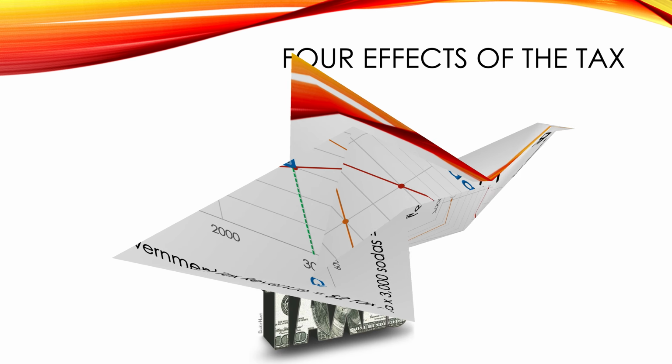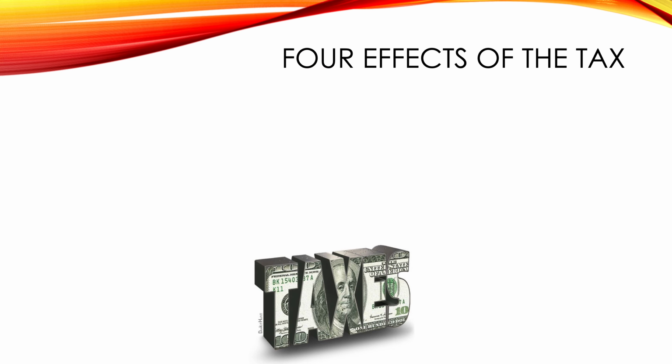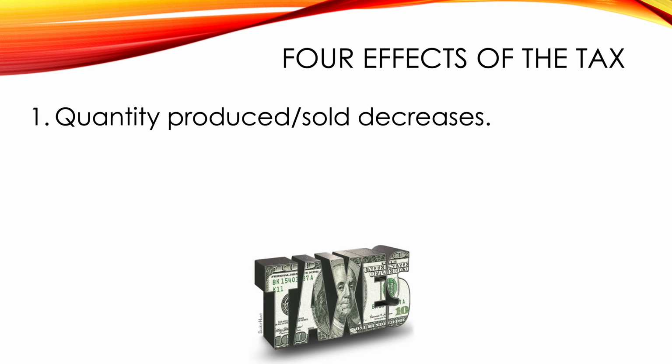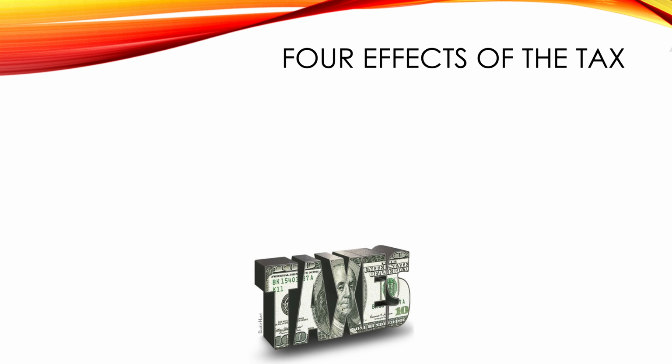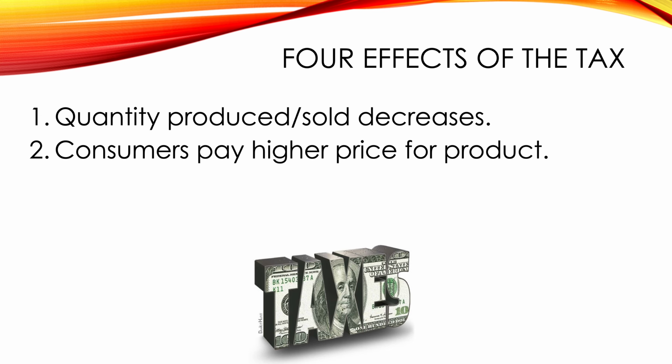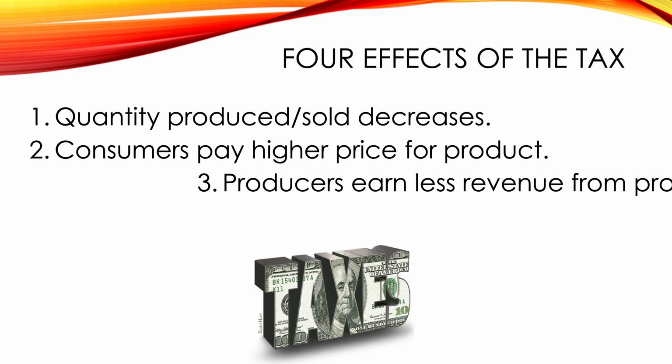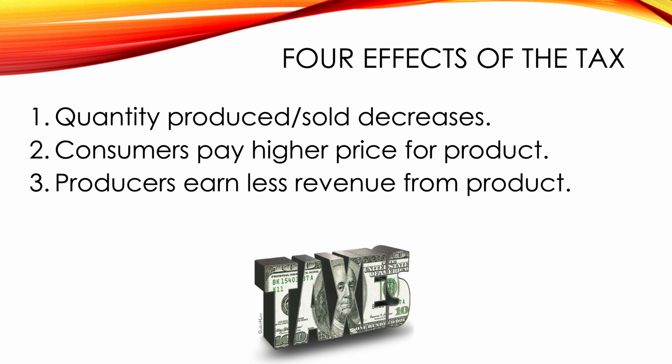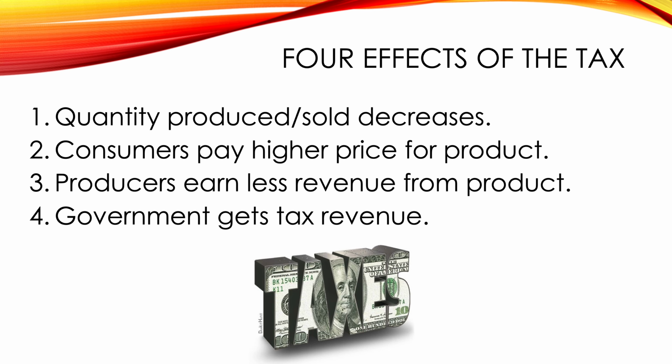So what are the effects of the tax? Just to recap here. Well, one, the quantity produced and sold decreases from what it was. Originally in this graph, it had been 4,000. Now it's less than that. Two, consumers pay more for the product, right? Three, producers earn less revenue from the product. And four, the government gets tax revenue. If you ever take a more advanced course, you'll also learn about something called deadweight loss, which is also a fifth result of this. But for now, just focus on the idea that quantity decreases, price increases, and the government gets tax revenue.